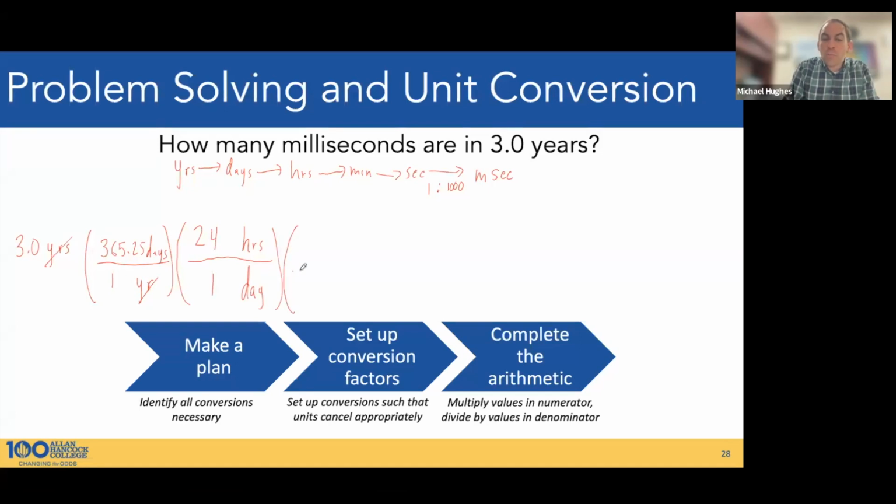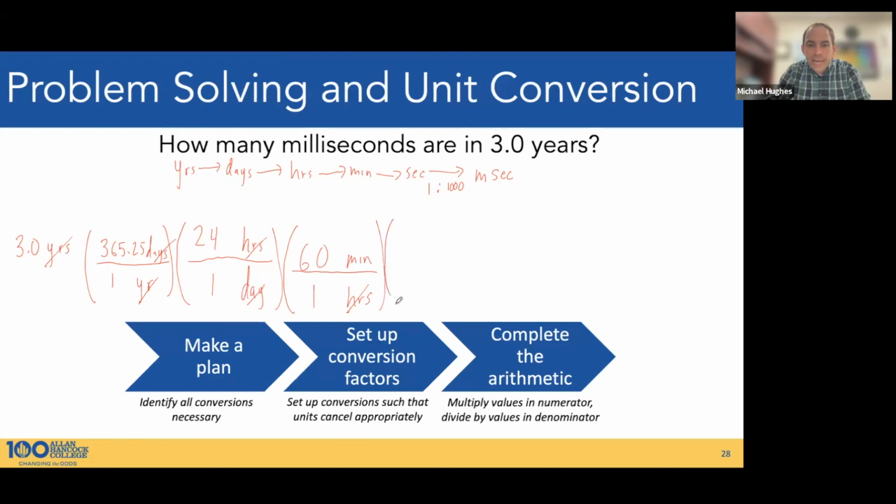And then I want to go to minutes. So I want hours to cancel and minutes to come out. And I know that there are 60 minutes in 1 hour. If you work on unit conversions for 60 minutes and I work on unit conversions for 1 hour, we've worked on unit conversions for the same amount of time.